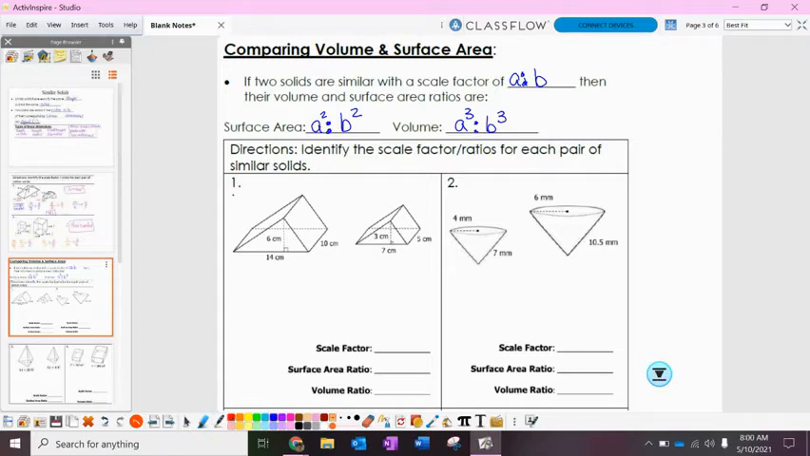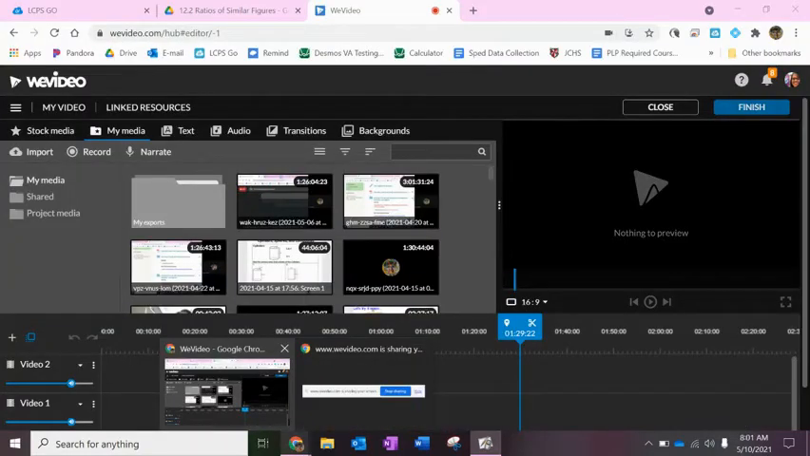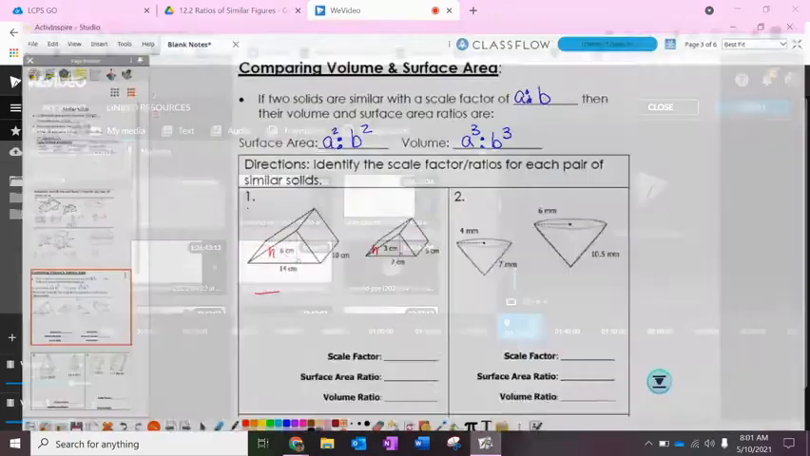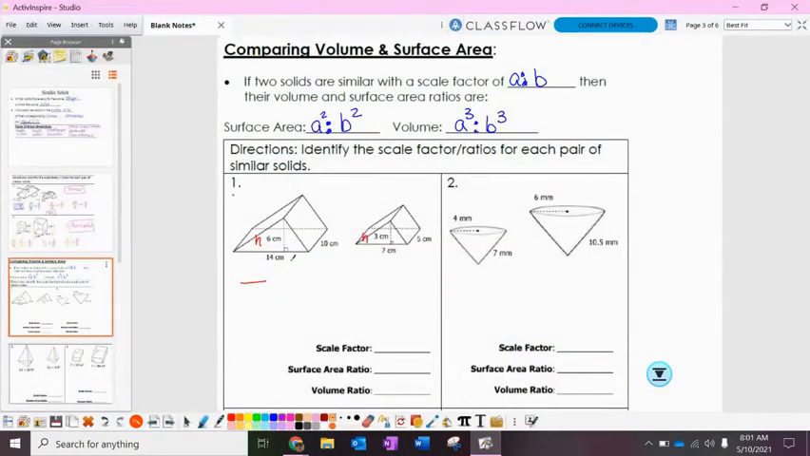Okay. Identify the scale factor ratio for each pair of similar solids. I want to compare corresponding parts. So I'm going to call this the height of the triangle, and we want to compare height to height. And then I'll call this length and length. And this is the height of the prism, so I'll call that H sub P for height of the prism. It's a triangular prism. Height of the triangle is the first one. Okay, and we just want to compare them and see what they are.